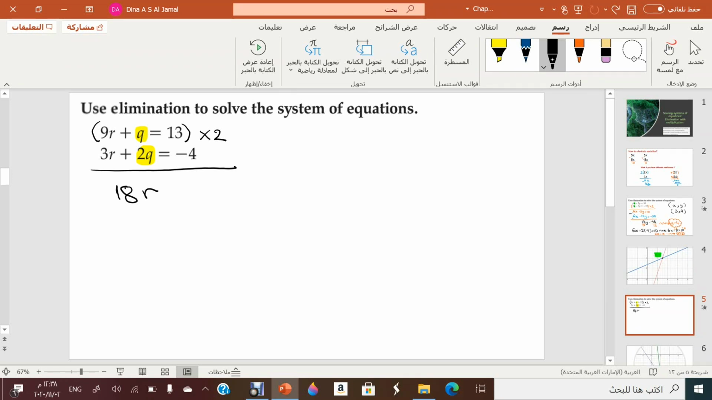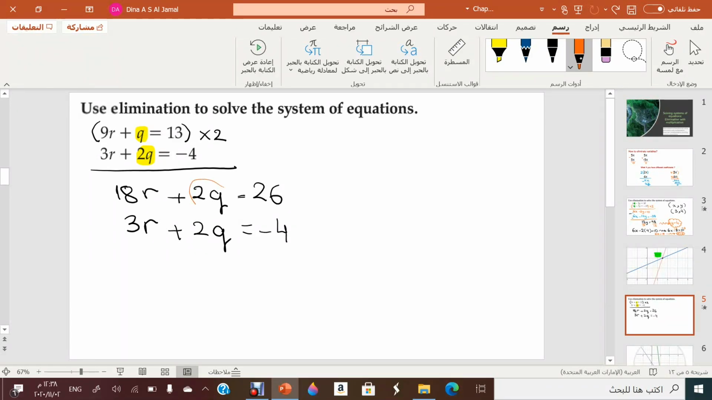So 9 multiplied by 2, it is 18r plus 2q equal 13 multiplied by 2, it is 26. Then put it as it is. You didn't change anything in it. Then you would like to eliminate 2q. Now look at the signs. They are having the same sign. That means you need to subtract them.